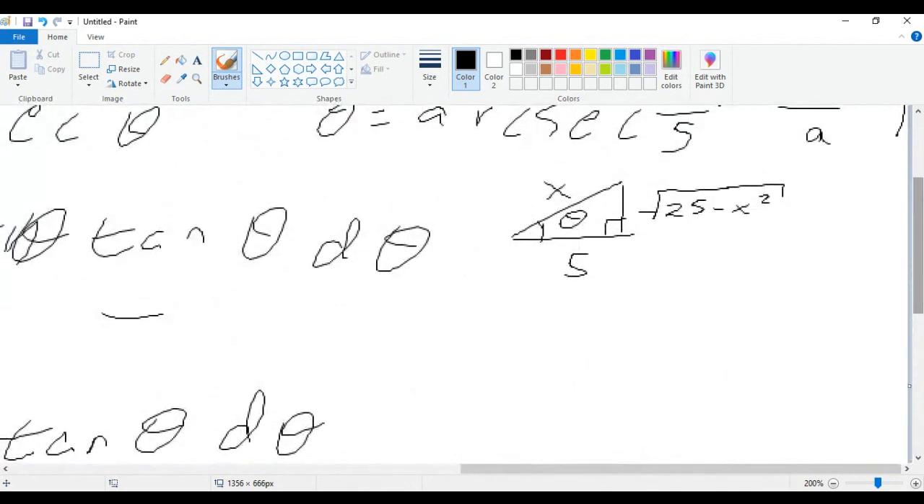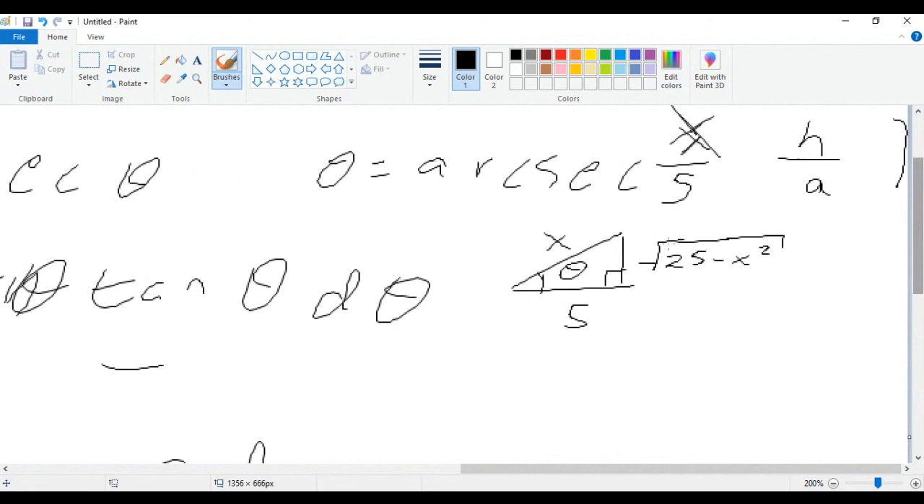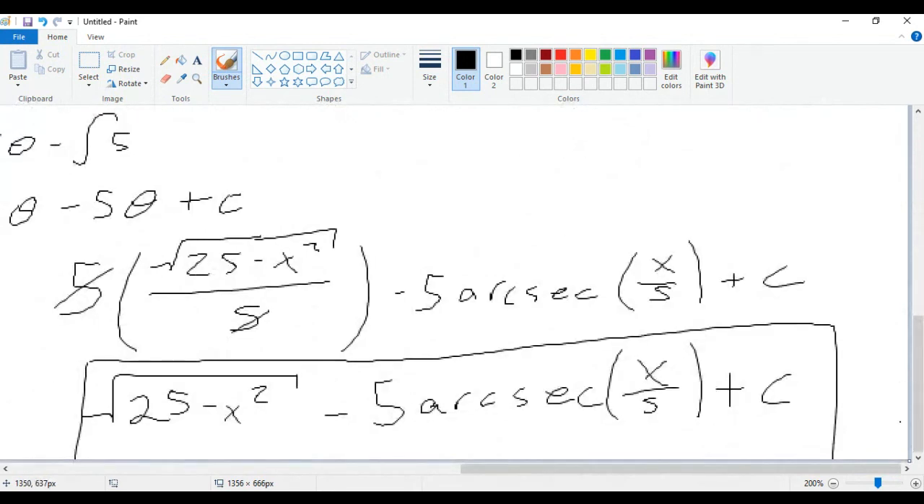I switched a couple of things around. This should not be root 25 minus x squared. That should be square root of x squared minus 25. That's where my mistake was. So these should all be flipped. Our final answer should actually be, let's see, just a moment. Square root of x squared minus 25. Makes sense?